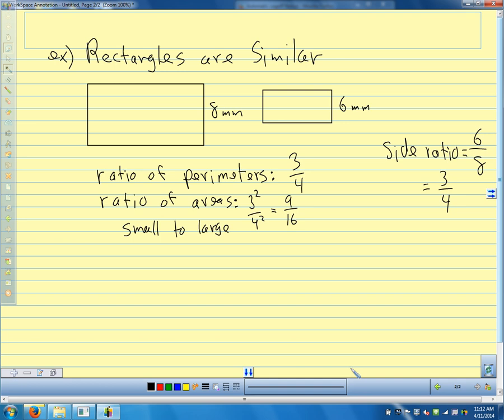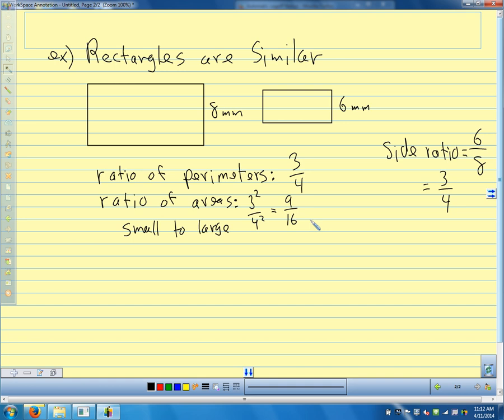And for this problem, that's all we have to do. It just asks us for these ratios. Side ratio, perimeter ratio, always the same. We don't have to do anything. Area ratio, we square it. We square the side ratio. That's all we have to do. Good with that example?